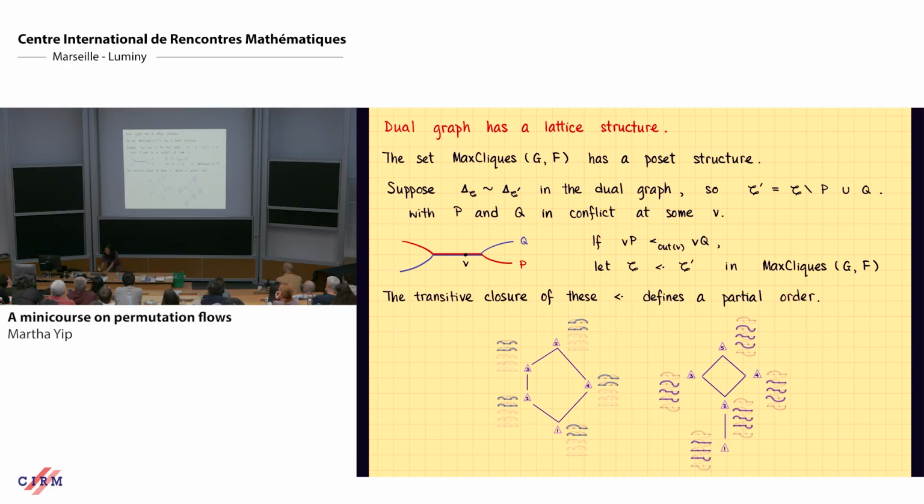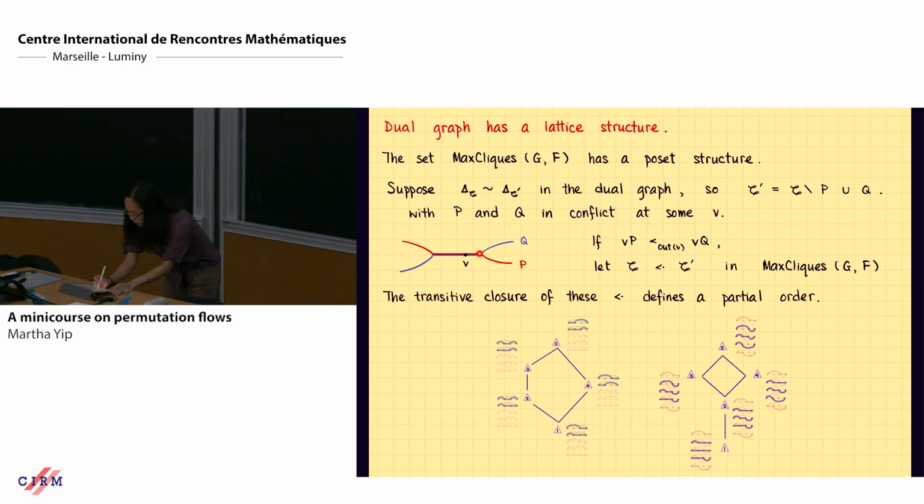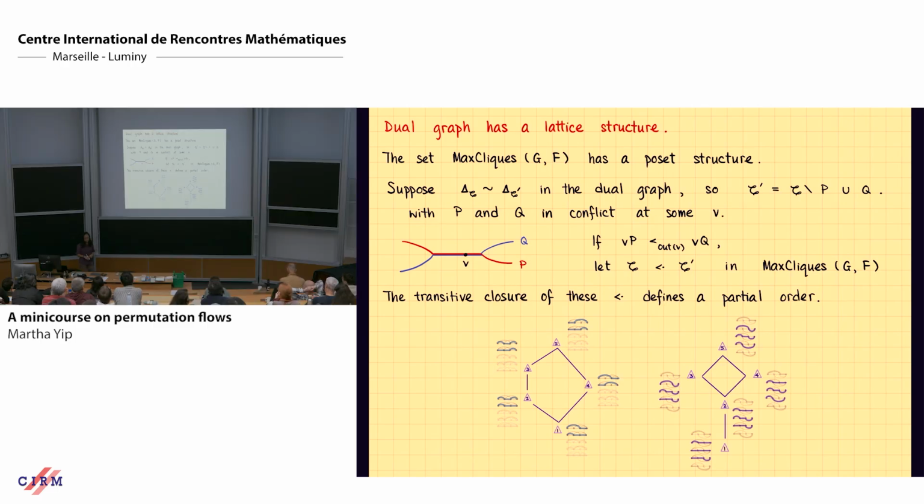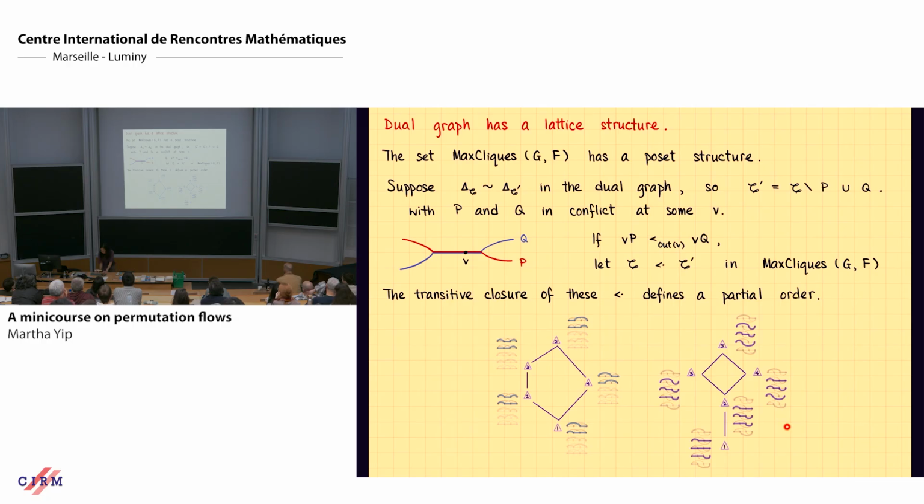Pictorially, what that means is there exists some vertex so that the relative orders of incoming P, outgoing P are different from the relative orders of incoming Q, outgoing Q. So I'm going to define an order: if P and Q conflict, and when P leaves it's smaller than when Q leaves, then the clique that contains P is smaller than the clique that contains Q. This is a covering relation because I only switched out one route, and the transitive closure of this defines a partial order.